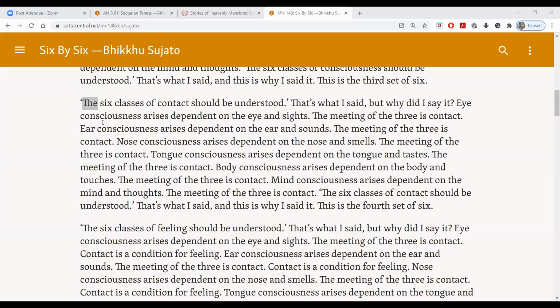And if you think about the ear contact, Buddha teaches ear contact means ear consciousness arises dependent on the ear and sounds. The meeting of the three is contact. So we don't need to give our own explanations, interpretations, opinions about contact. We don't need to say this is contact, that is contact. We need to understand very clearly, contact means meeting of the three. If it is about the ear contact, then the meaning is meeting of the ear consciousness, ear and sound is ear contact.